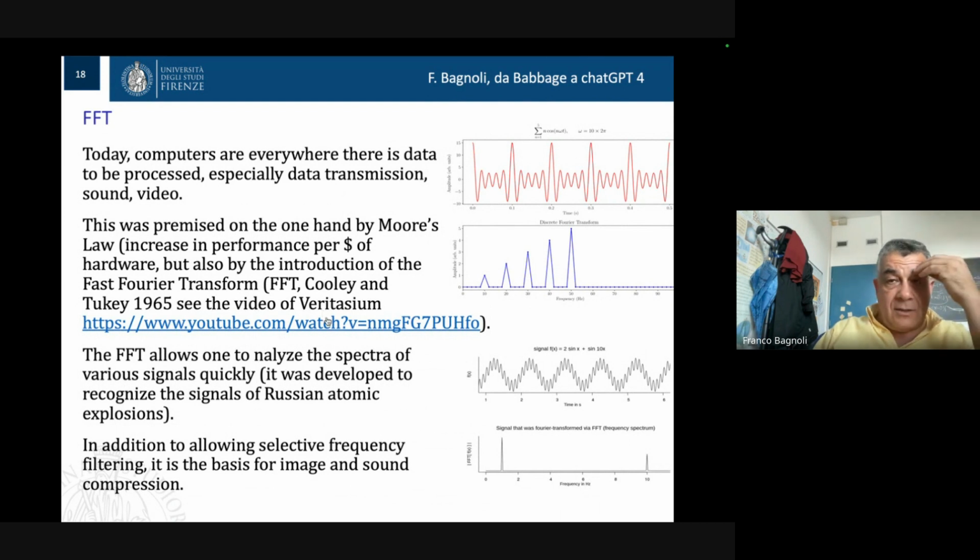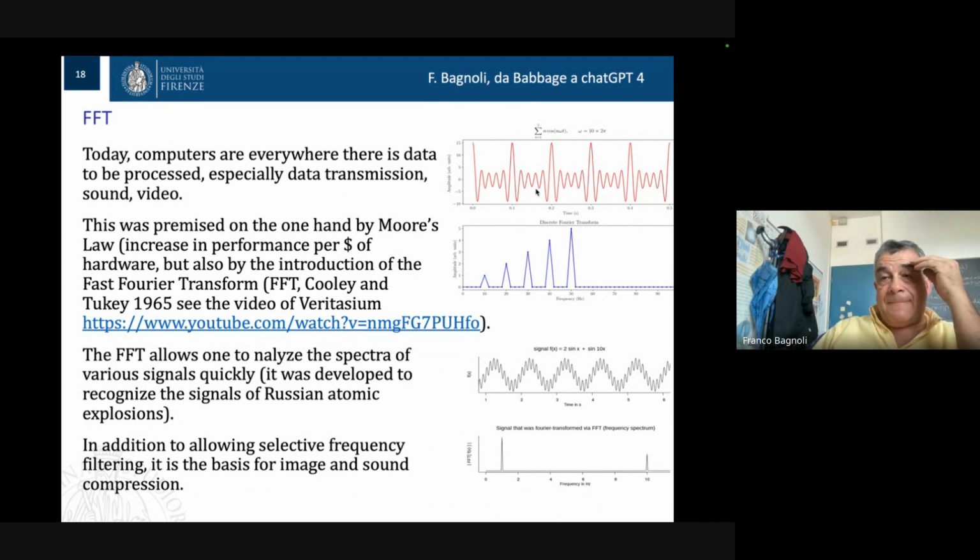While for lossy compression, one is essentially exploiting the transformation of the data into the frequency domain. There is a very nice video by Veritasium which explains how the fast Fourier transform was fundamental in order to develop a lot of things.